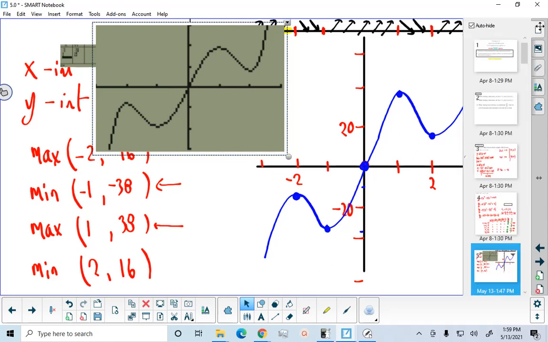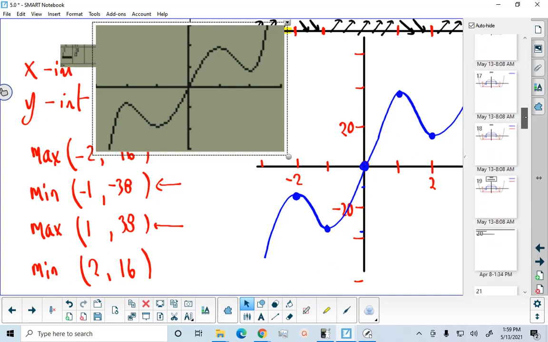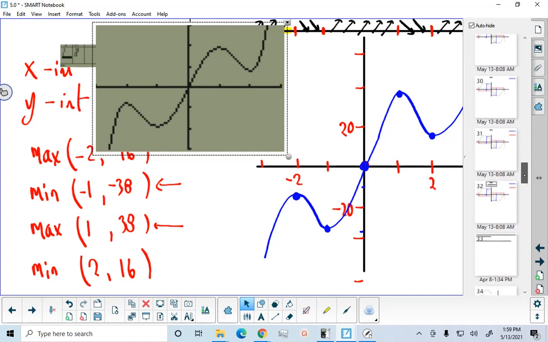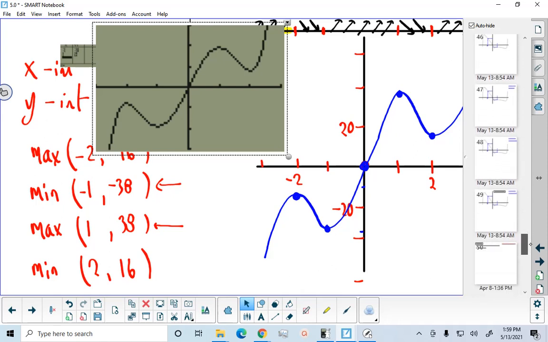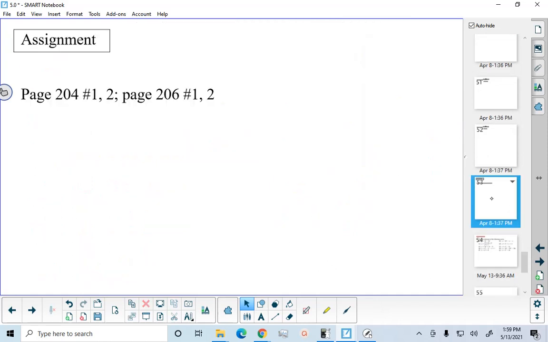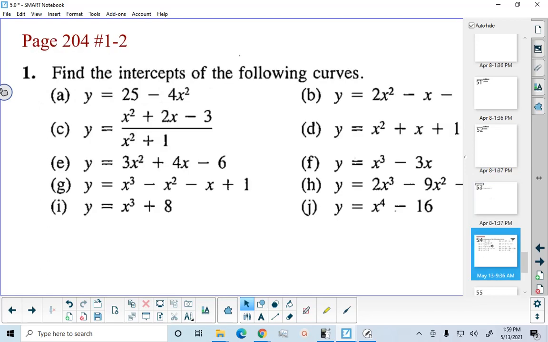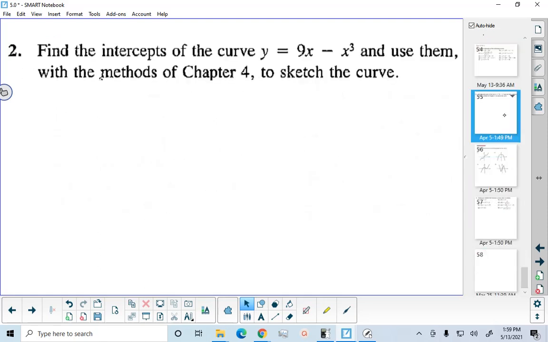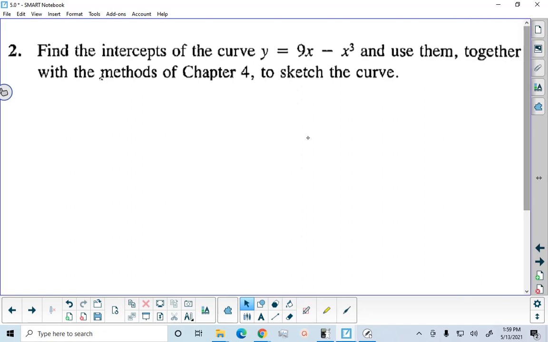All right, I haven't forgotten about my plan to decide on whether to move on to a second lesson or not, and what I have decided to do is the following. We're going to stop this lesson here. This lesson covers two main ideas, and on page 204 of your textbook, questions 1 and 2 are problems dealing with what we've just talked about. Finding intercepts is what question 1 is about, and finding intercepts along with the first derivative to sketch this curve.